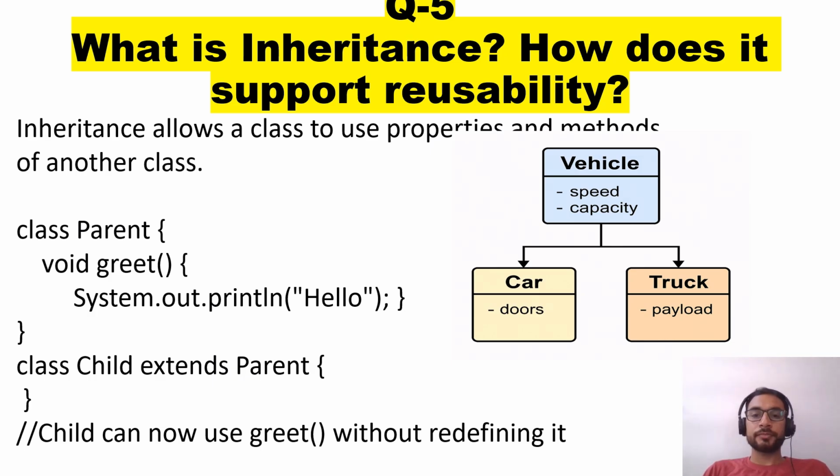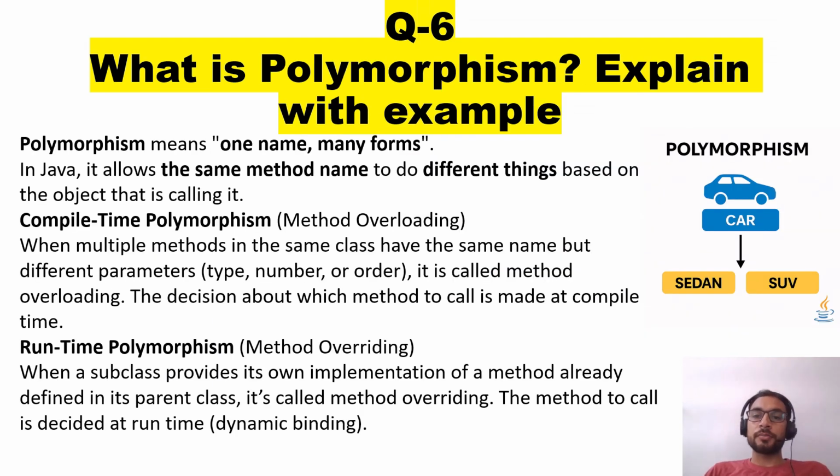Next, what is polymorphism? Explain with an example. Polymorphism means one name, many forms. In Java, it allows the same method name to do different things based on the object that is calling it. There are two types of polymorphism, compile time and runtime. Compile time polymorphism means method overloading. When multiple methods in the same class have the same name but different parameters, it may be type, number, or order, it is called method overloading.